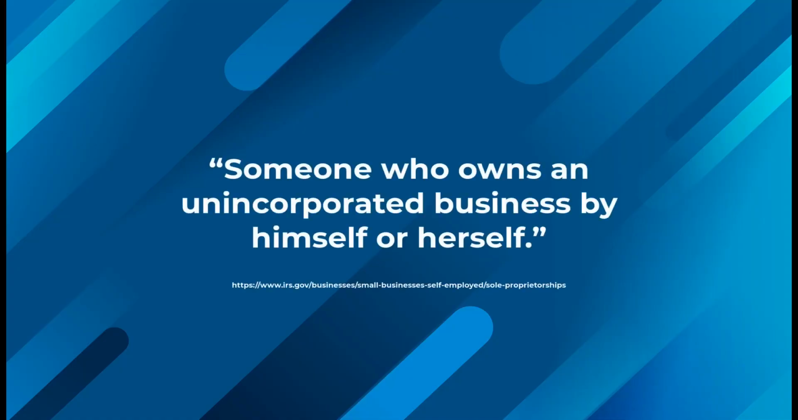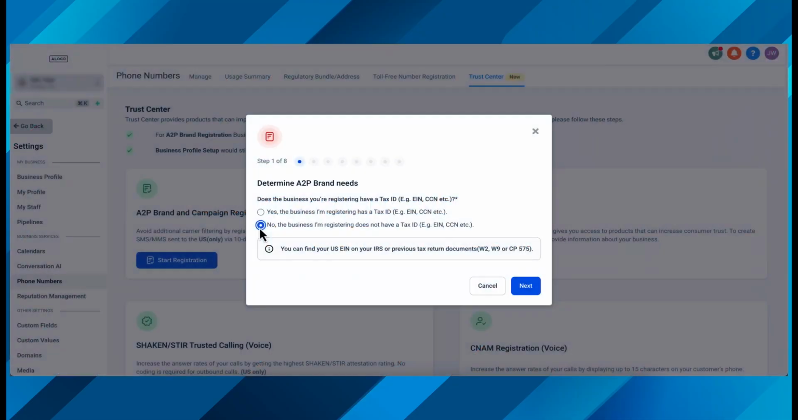The United States IRS defines a sole proprietor as someone who owns an unincorporated business by himself or herself. If your business does not have a tax ID and you do not have a US or Canada business address, then your only option at this time is to use toll-free numbers. Toll-frees give you the option to send messages with relatively fewer restrictions, but while the toll-free number is generic and is not as restricted now, it may become more regulated in the future.